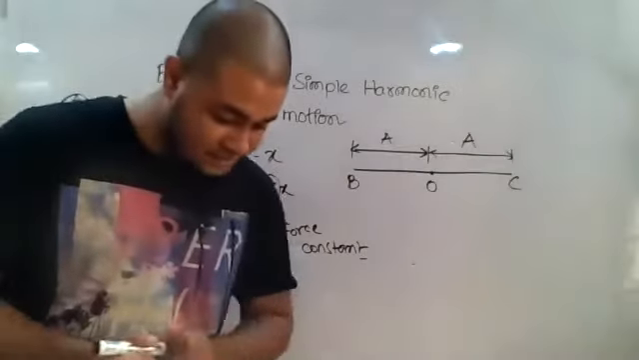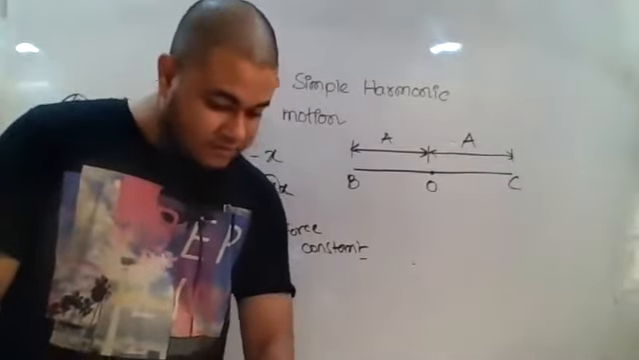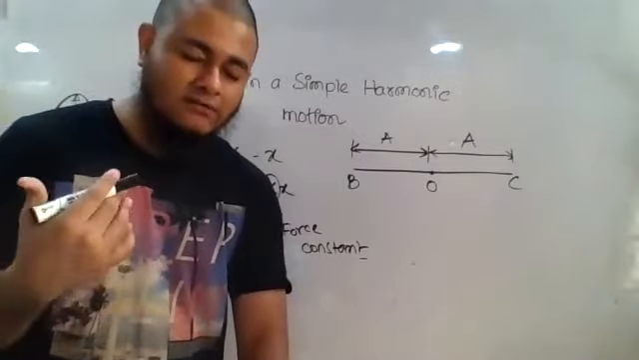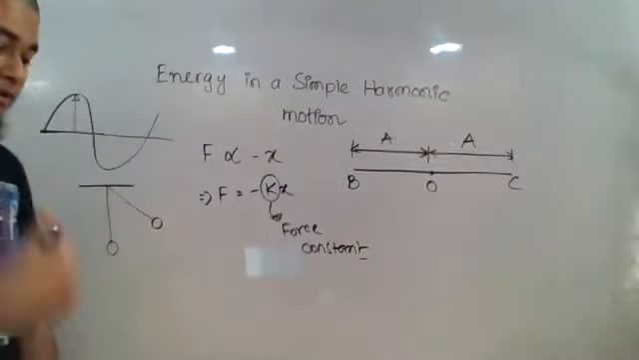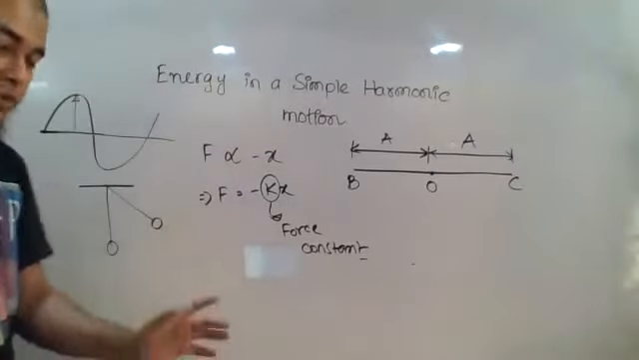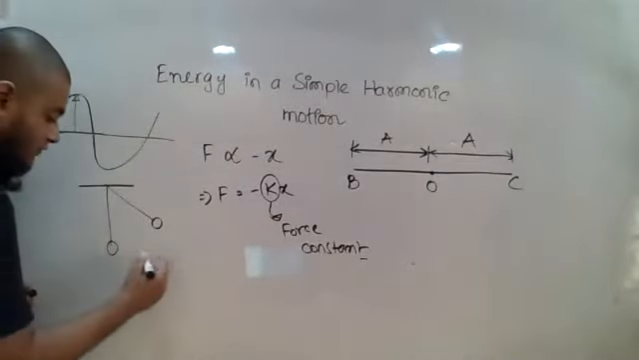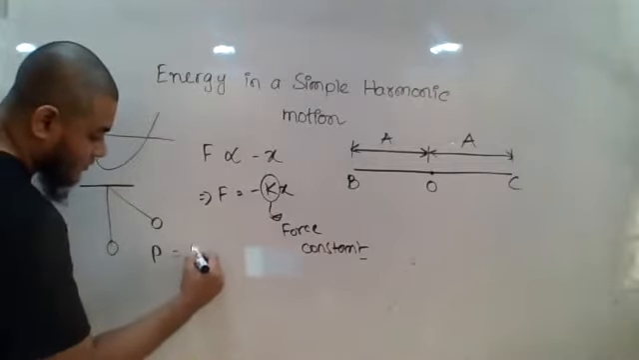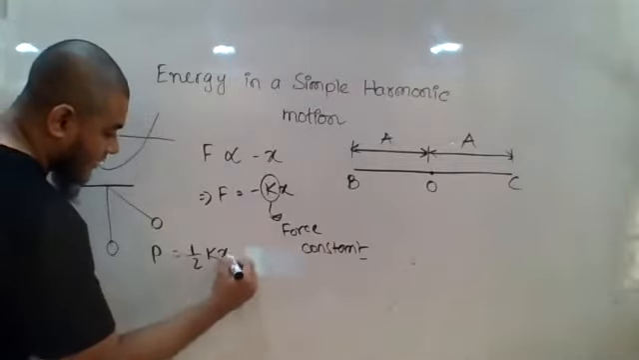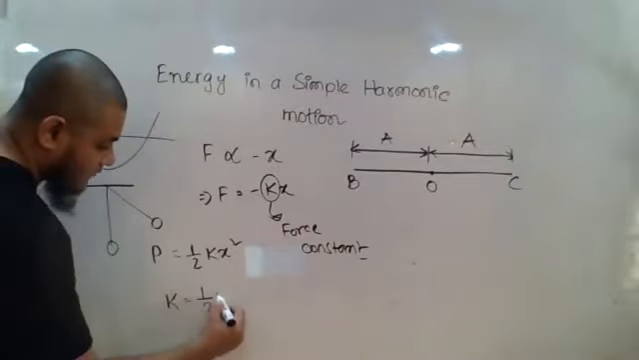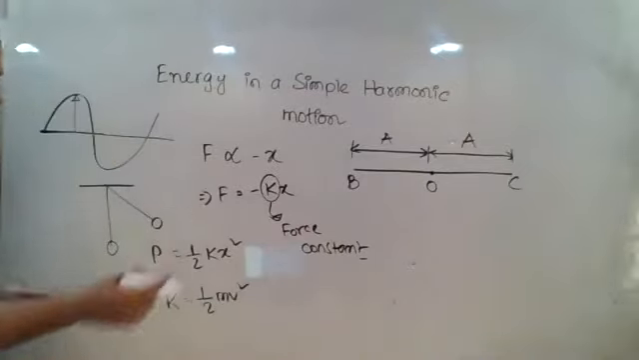Now if the velocity of the particle at any point is v, then we can calculate the kinetic energy as half mv square. So we got our two expressions: whenever we calculate potential energy, we will use half kx square, and whenever we calculate kinetic energy, we will use half mv square. Okay, now let us see.